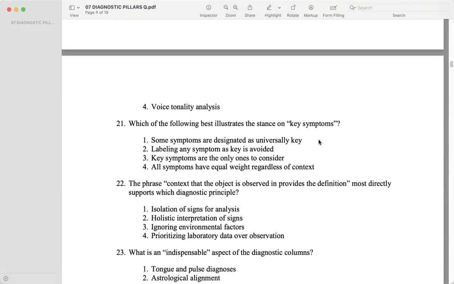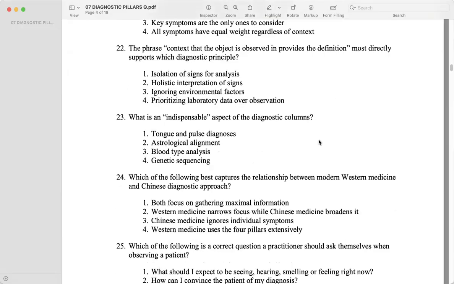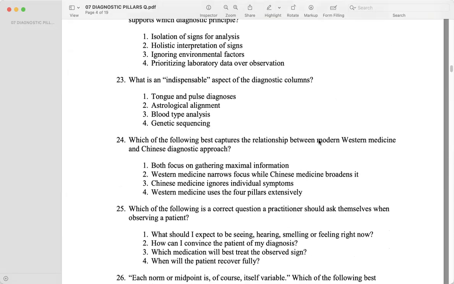Which of the following best illustrates the stance on key symptoms? Number 2. Labeling any symptom as key is avoided. Correct. The phrase context that the object is observed in provides a definition most directly supports which diagnostic principle? Holistic interpretation of signs. What is an indispensable aspect of the diagnostic pillars?